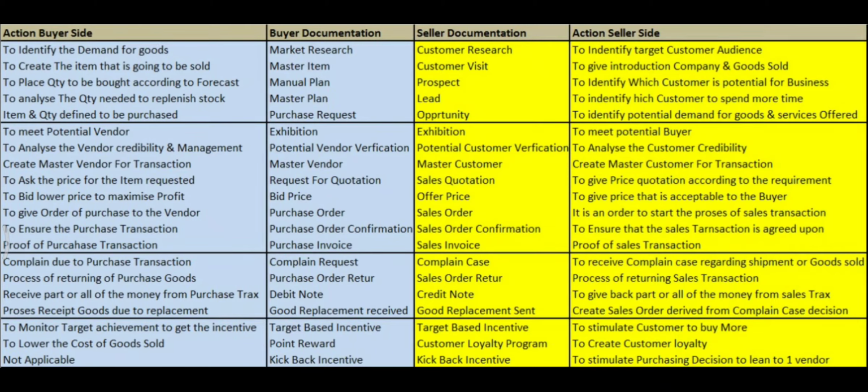Morning, guys. Today is all about buying and selling. So today's process will explain the buying and selling process of each side.